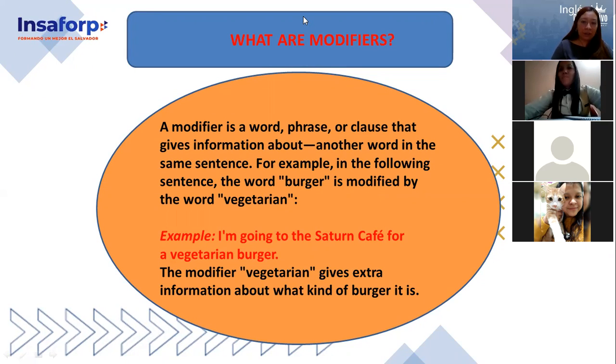So yes, what María was saying is right. Es correcto. Los modificadores son palabras o frases o incluso cláusulas. Todavía no entramos a ver cláusulas en gramática, pero son cláusulas que dan información. ¿Se acuerdan de qué otra cosa nos da información que describe al sujeto, por ejemplo? ¿Cómo le llamamos? Adjectives. Exactly, adjectives. Entonces, si se fijan en el ejemplo, I'm going to the Saturn Cafe for a vegetarian burger. La palabra vegetarian, ¿qué papel hace ahí? Nos está hablando de cómo es la hamburguesa, qué tipo de hamburguesa, nos está dando información extra, pero a la vez es un adjetivo, ¿ok? Lleven eso en mente. That's a modifier, one of the modifiers.